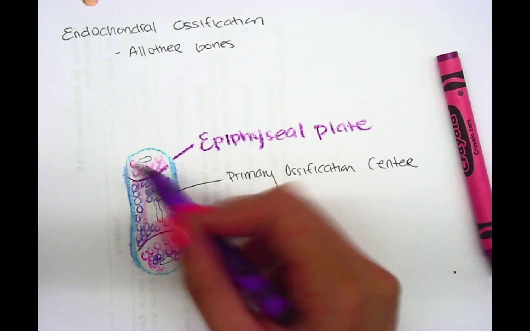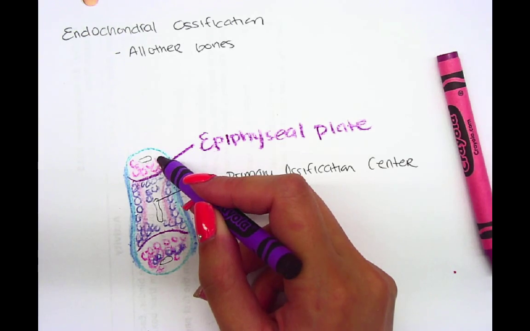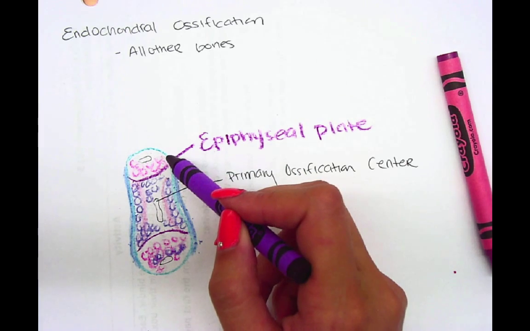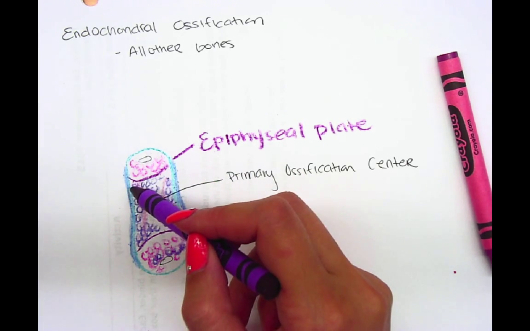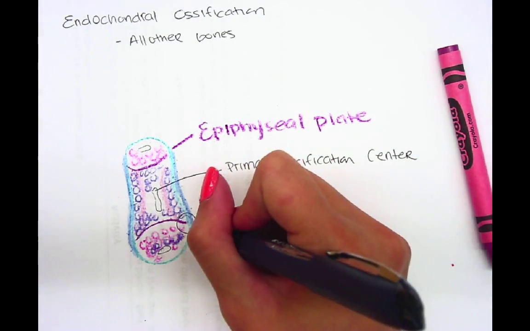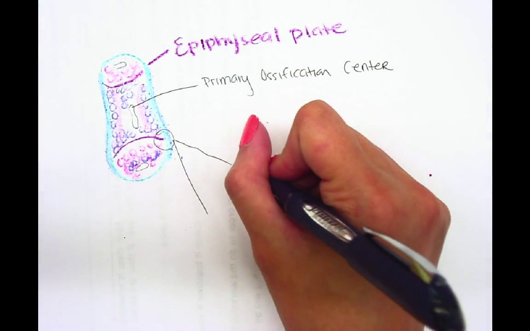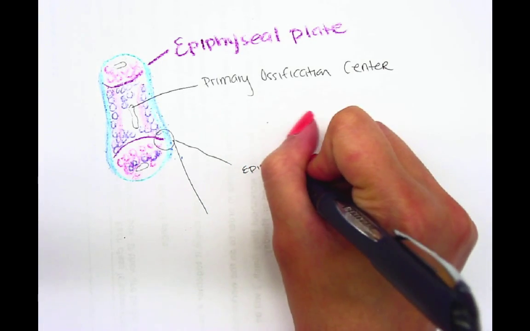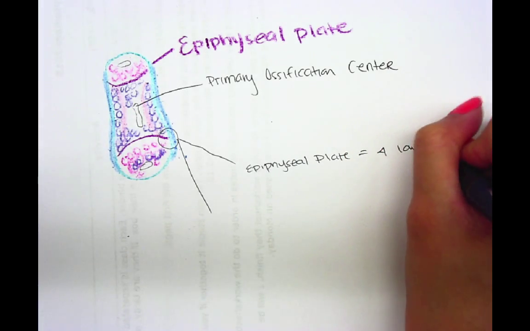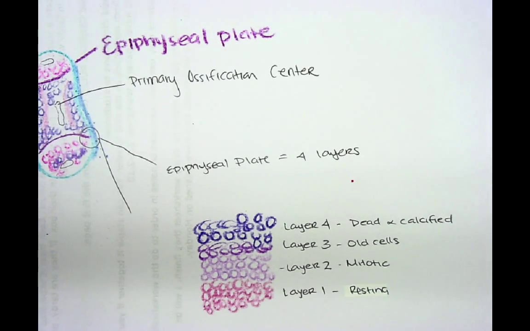So, sorry, let's finish up with this actually. These cells keep growing. The osteoblasts make a more compact layer towards the outer sides here, and the cartilage continues to break down. If we zoom in on the epiphyseal plate here, what you're going to notice is the epiphyseal plate is actually made up of 4 layers of cells.